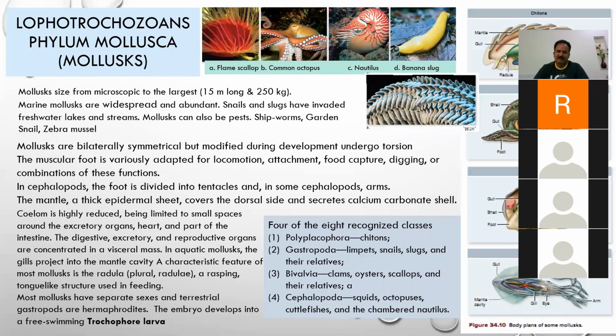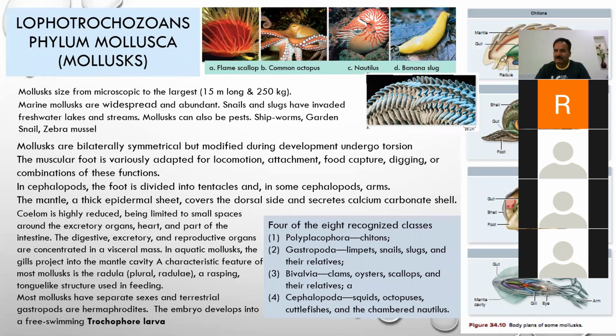If we look at the mollusks, they are bilaterally symmetrical animals. These bilaterally symmetrical animals are also modified during their development, and these animals undergo the process of torsion.